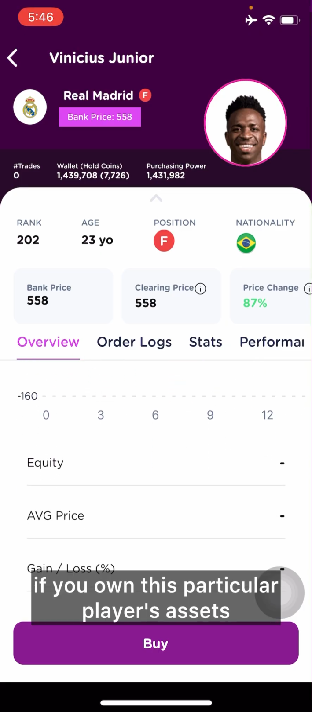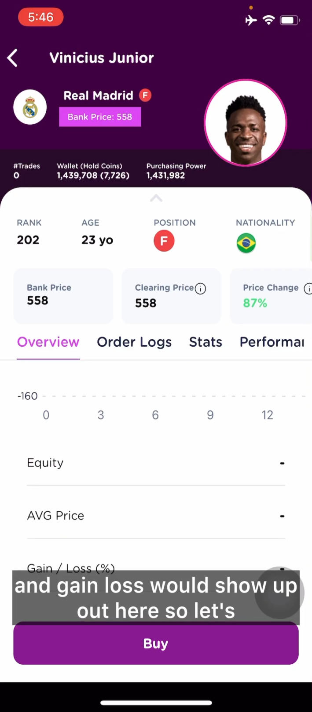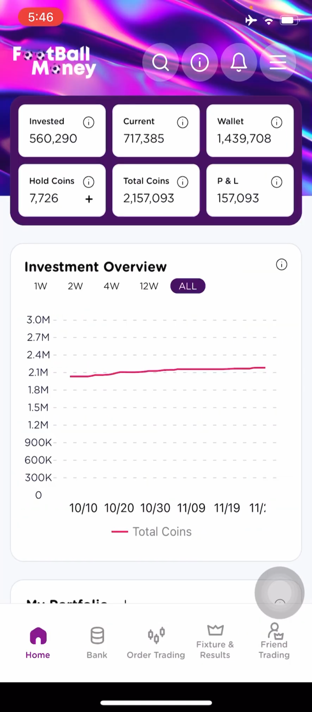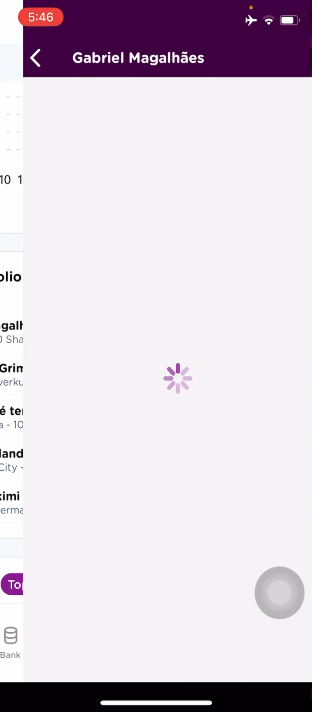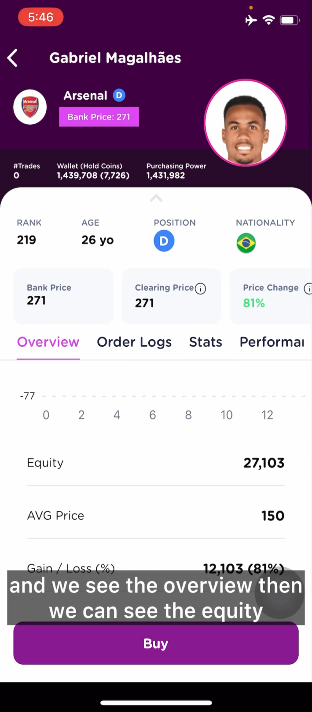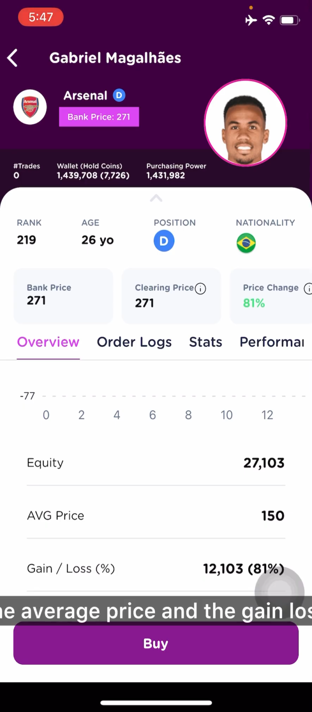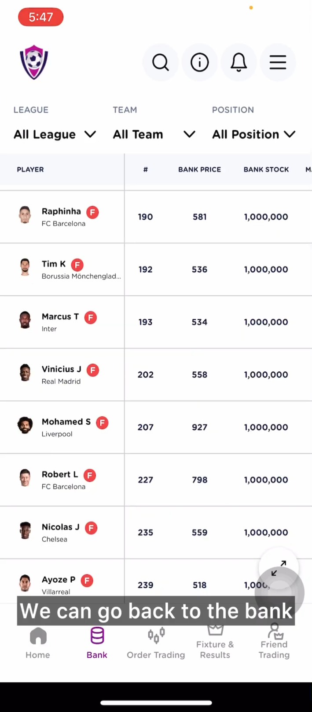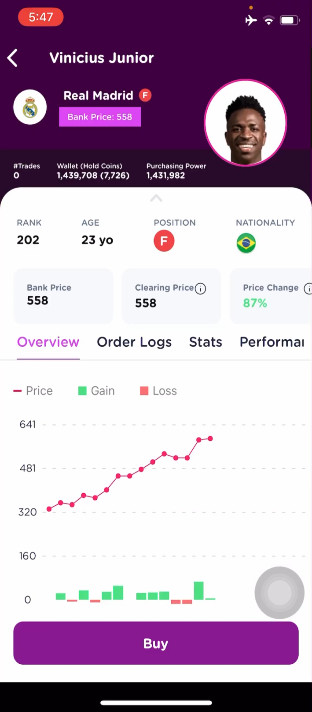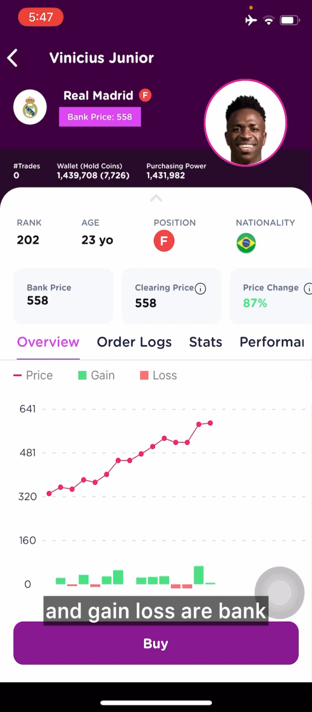If you own this particular player's assets, then equity, average price, and gain loss would show up here. So let's take a quick example. Let's say you go to Gabriel and we see the overview, then we can see the equity, which is the current standing amount I have of the player, the average price, and the gain loss. We can go back to the bank, click on Vinicius Jr., and go back here and see the overview and see that the equity, average price, and gain loss are blank.